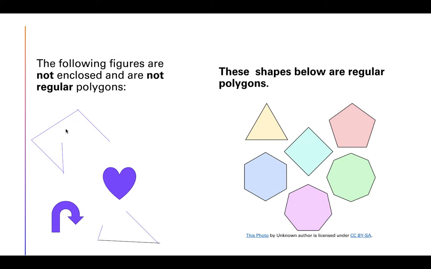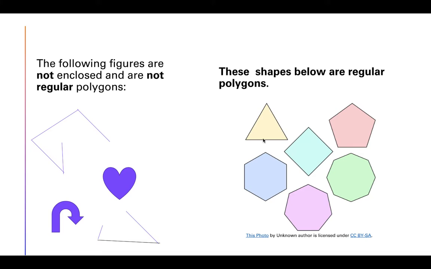So right here on the left side, you have all the figures that are not enclosed. This is what a regular polygon is not. See, here's curved lines. This cannot be a regular polygon. This is open. It's not enclosed. This is curved. It's not a straight line. But let's talk about what it is. What is a regular polygon?